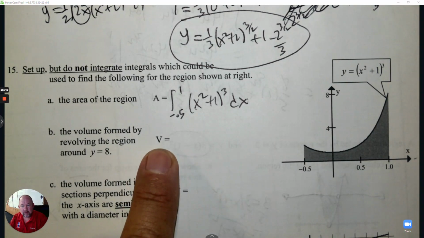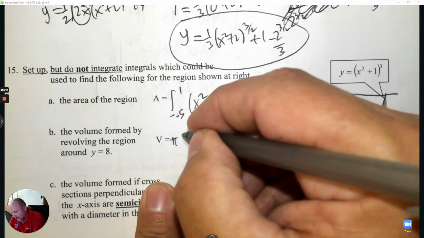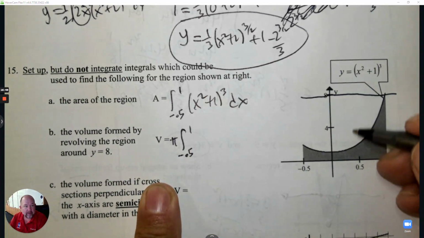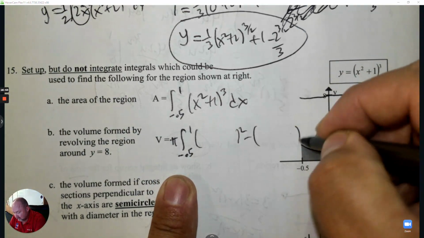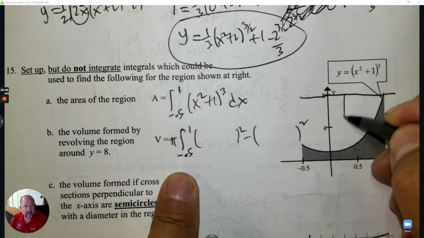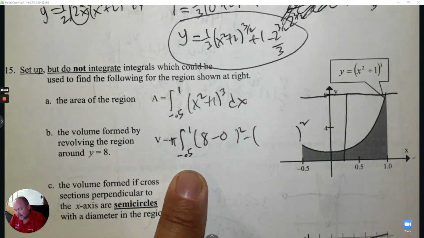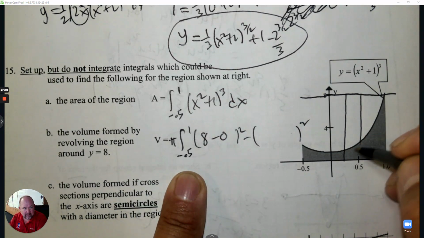The volume, when you revolve around y equals 8, so volume is pi circles. Is there a space here? Yes, so we have 2 of them, subtracting. And then the big radius goes 8 to 0, so 8 take away 0, or just 8. And then the small radius is 8 subtract the curve.